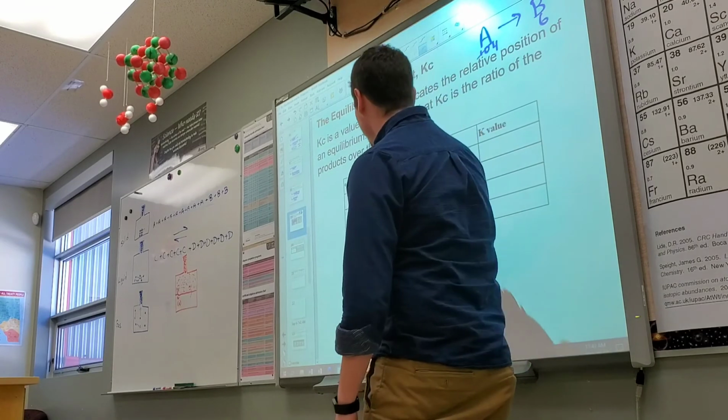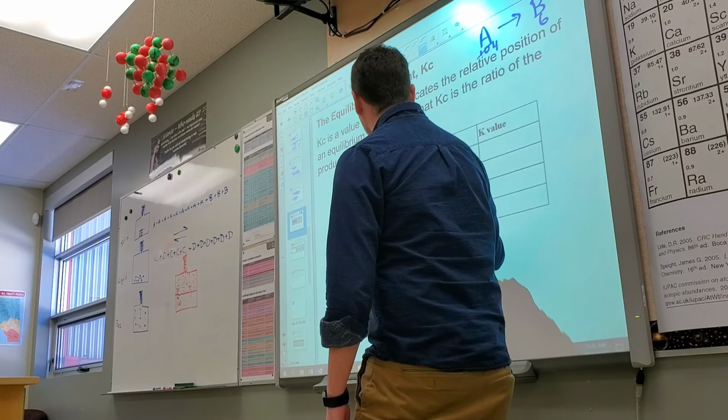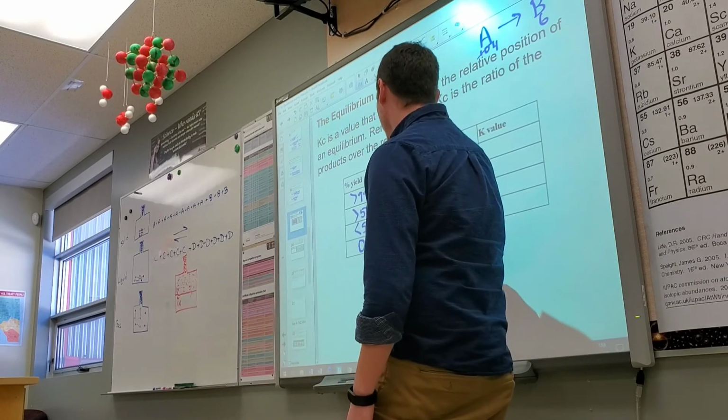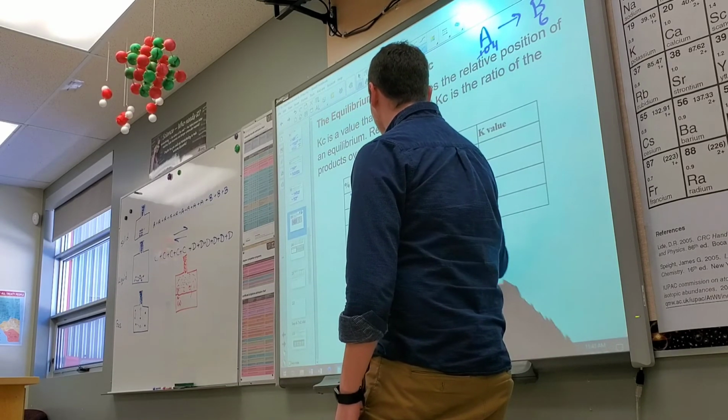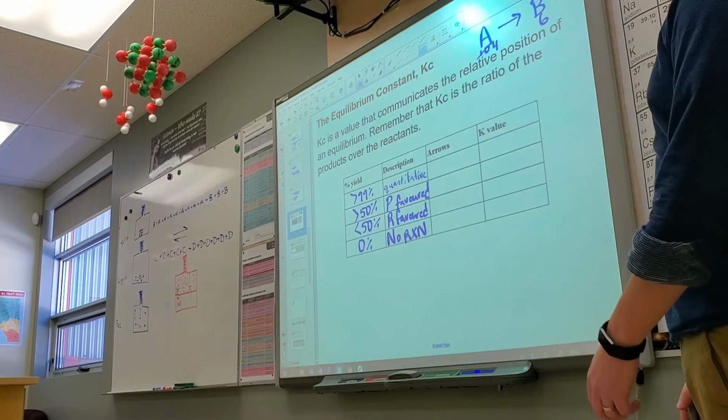Less than 50% means reactants favored. And 0% meant there was no reaction. I'm putting no RXN again because I'm a chemist and I'm lazy.